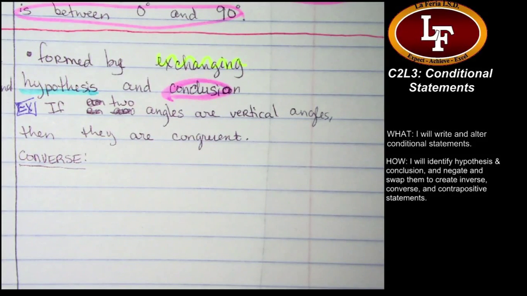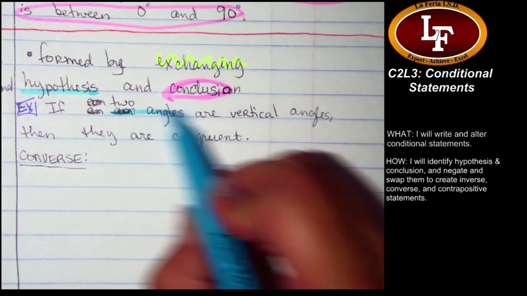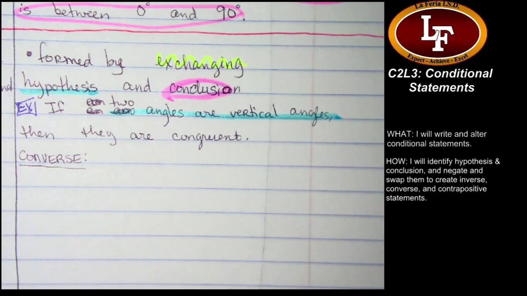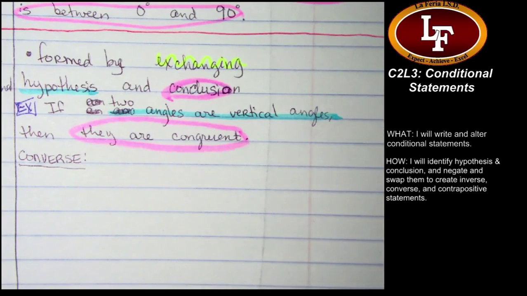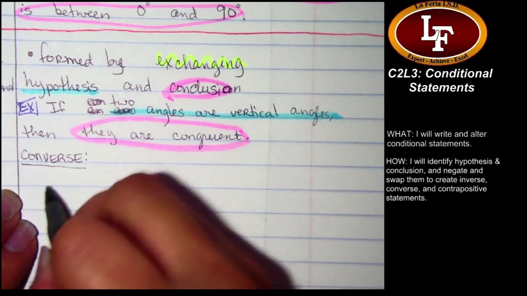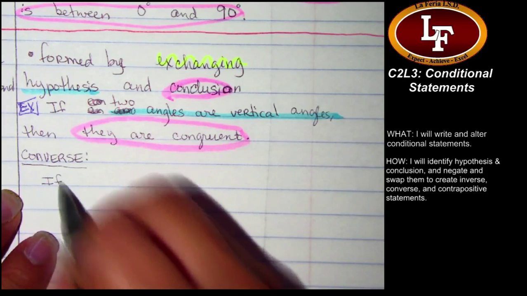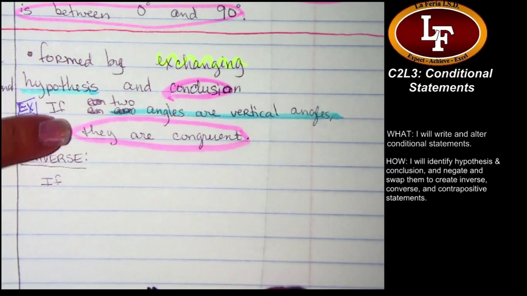What was the hypothesis? The two angles are vertical. Yes, indeed. Two angles are vertical is your hypothesis. What would be your conclusion? They are congruent. Yes, ma'am. All right, grandma converse. She hears it, and she's going to say if.